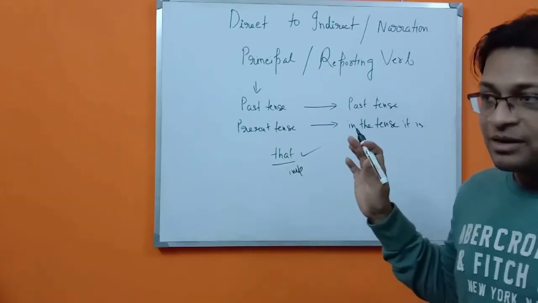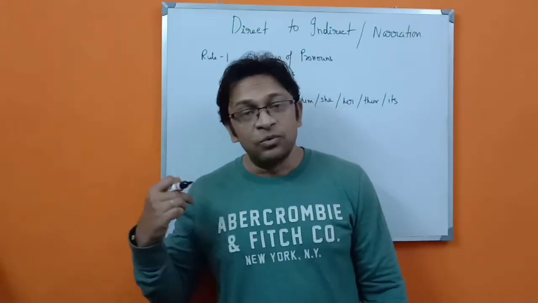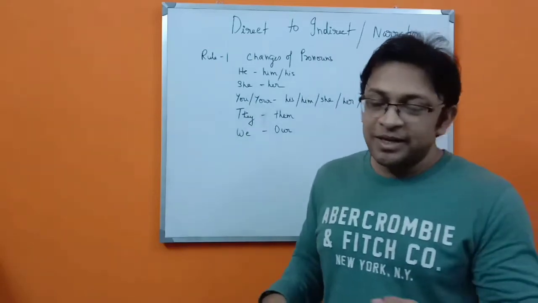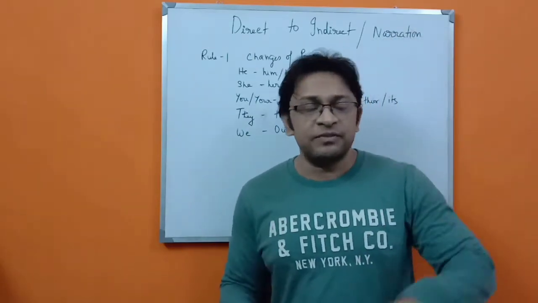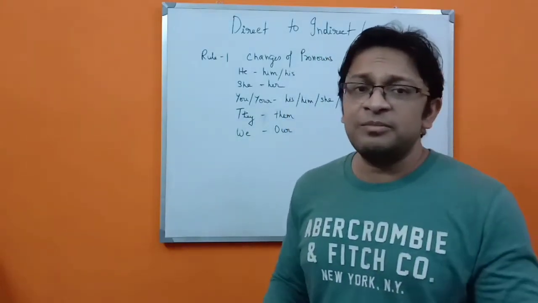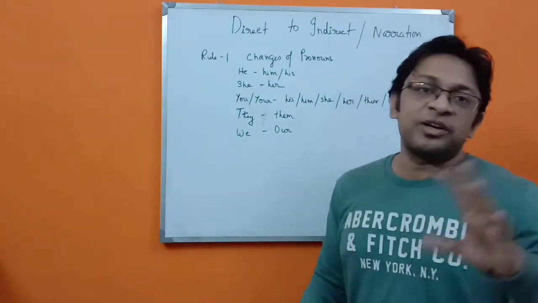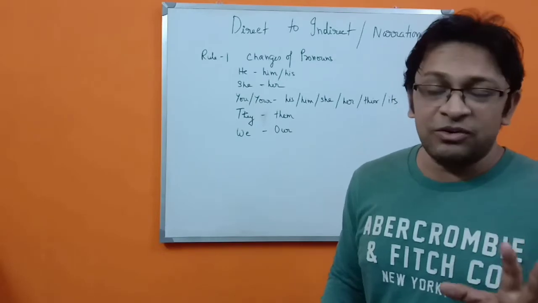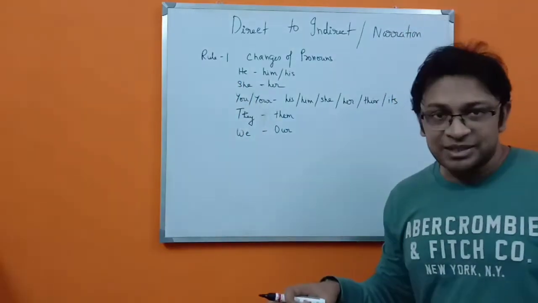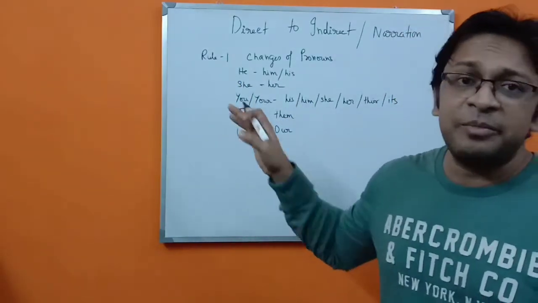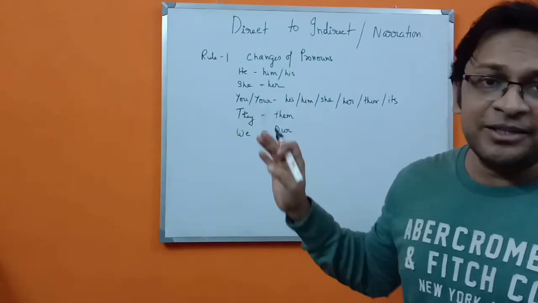So you have to learn these things. Now coming to rule number 1. As you are changing sentences from direct to indirect, you have to remember certain changes, because otherwise the sentence which you are transforming will not be accurate or correct, because these are the most necessary things, or you can say these are the backbones of direct to indirect sentences.